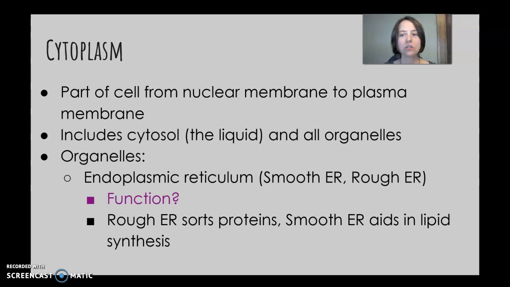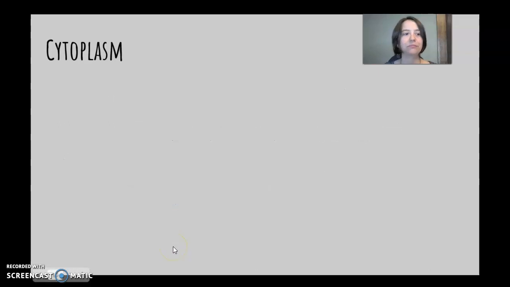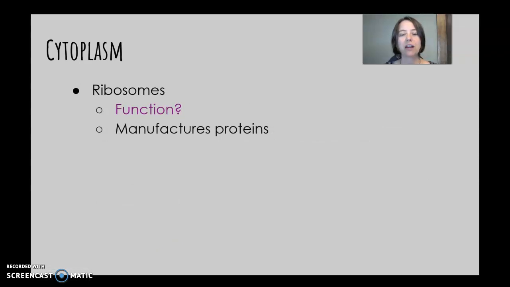So what I want you to do is definitely write the name of the organelle, and then if you know the function, you don't have to write it. If you don't know the function, you should write it out. Okay, ribosomes, what is their function? So if you know that they manufacture proteins, you're good to go. Otherwise, please write that down.